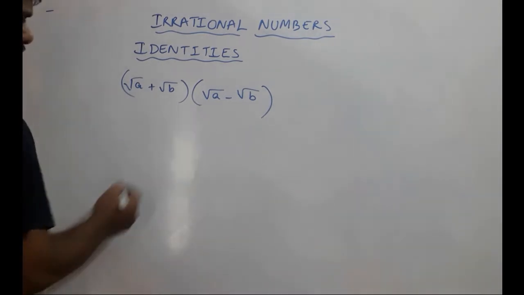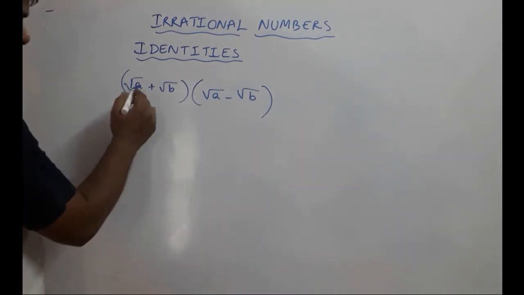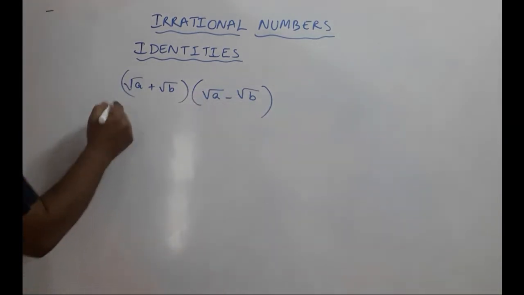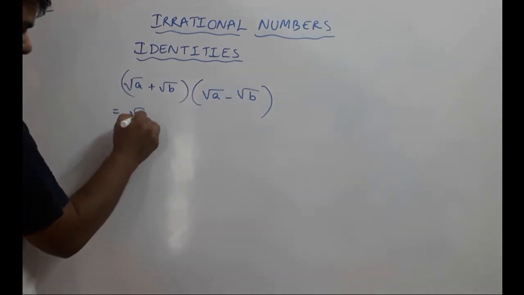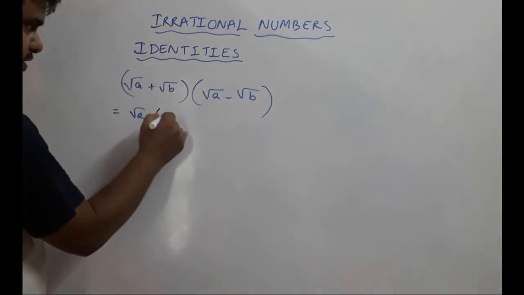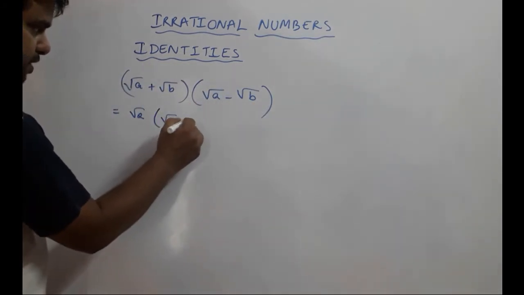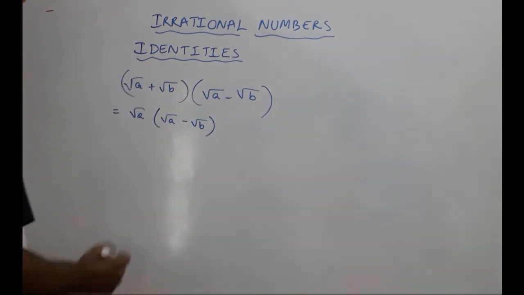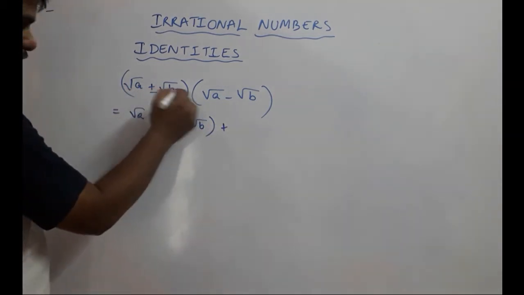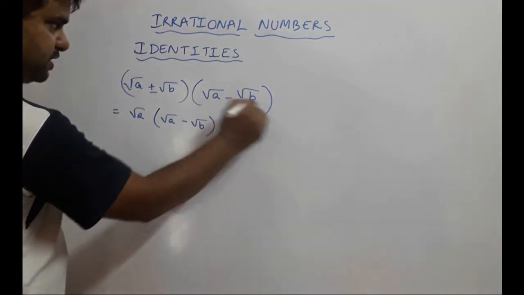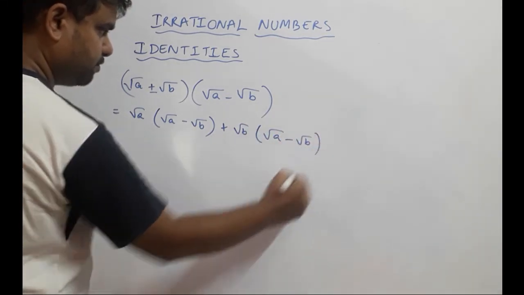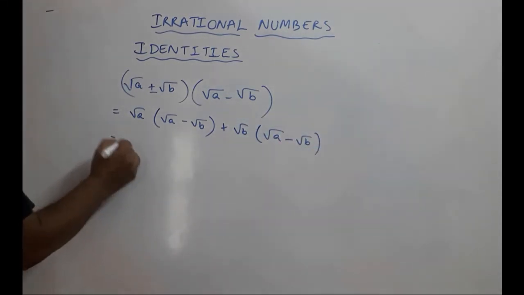In order to solve this problem, we have to multiply each term with this entire bracket. So let us do that. We'll take square root of a, I'm taking this one, and multiplying it with this entire bracket, which is square root of a minus square root of b. Then there is a plus sign, so I put a plus sign over here, and I multiply square root of b into this entire bracket, so that is square root of a minus square root of b. Let us see what we get.